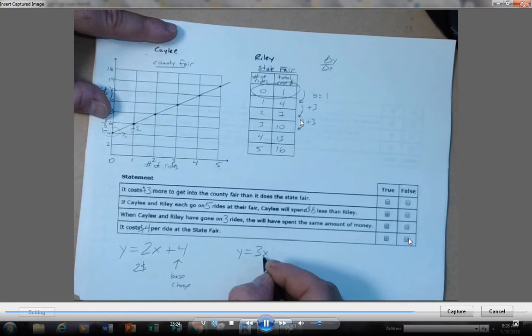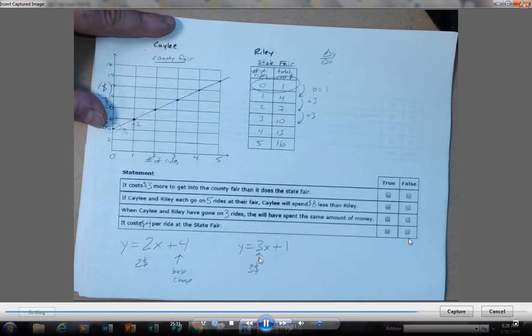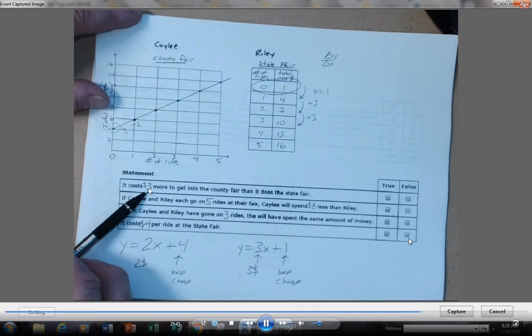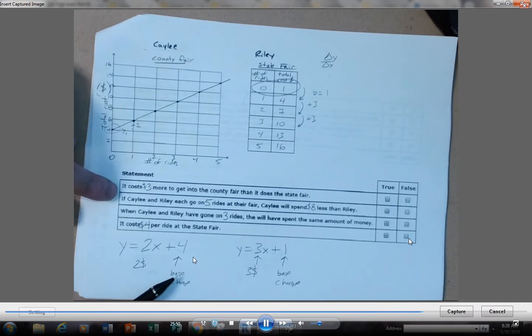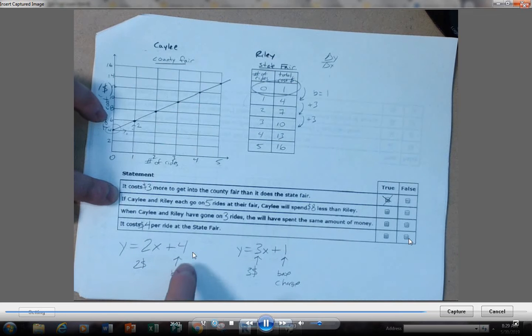So for my table, the equation is 3x plus 1. Again, showing $3 for every ride you're going on, plus $1 base charge, or $1 before you're going on even one ride at all. So again, now I can answer my questions. It costs 3 more to get into the county fair than the state fair. That is true. The county fair costs $4 to get in. The state fair costs only $1. 3 more than that is true. That is 3 more than 1. That is a true statement.